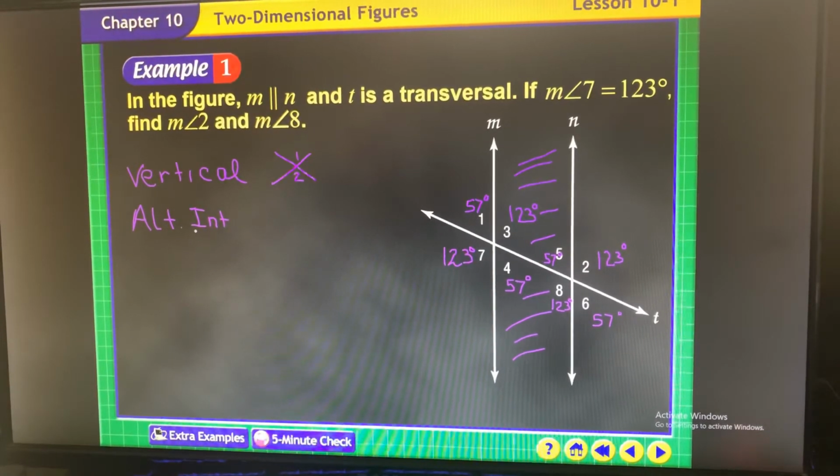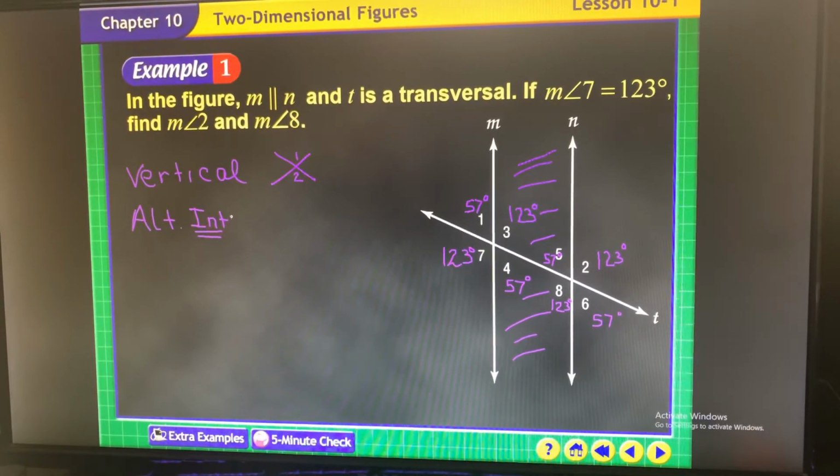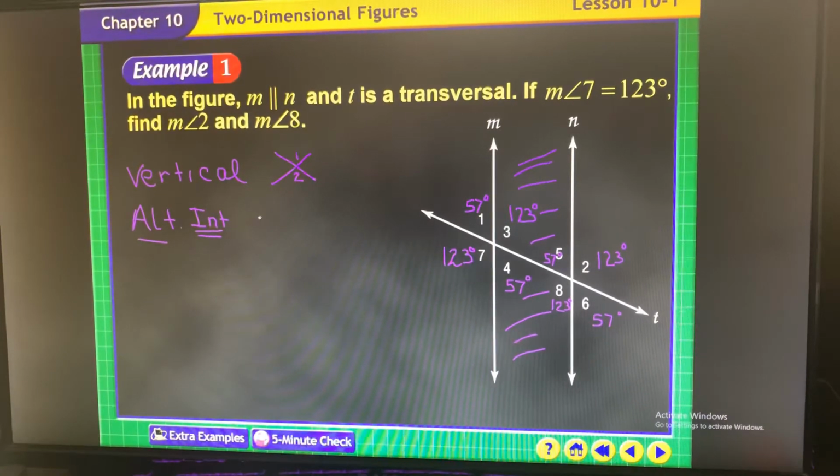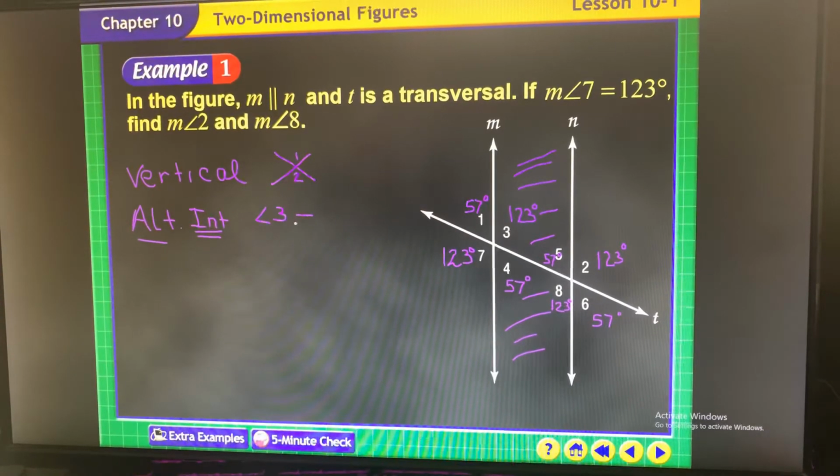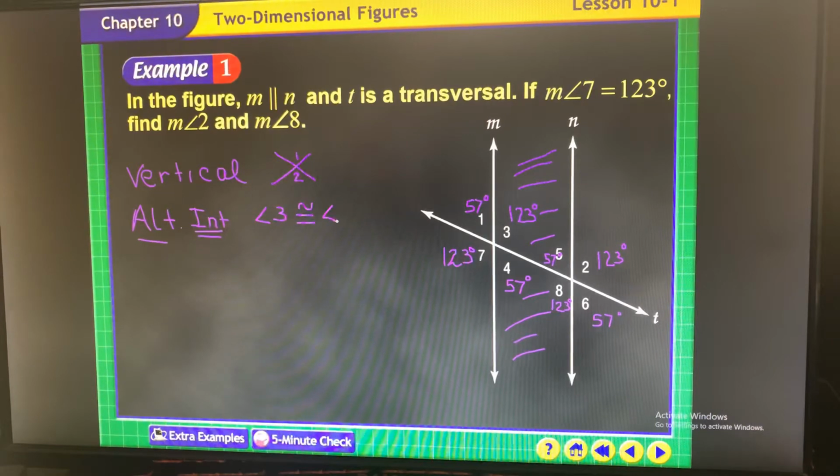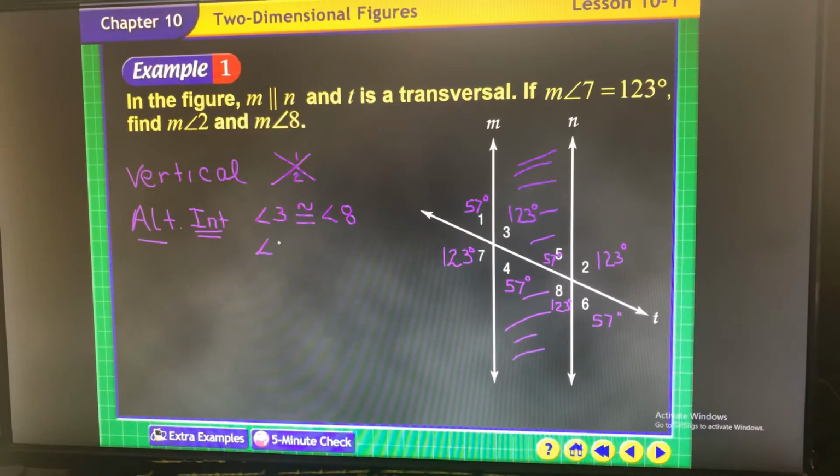Alternate interior means it's interior, inside the parallel lines on opposite sides. So in this case, I could say angle 3 is congruent, in case you forgot the symbol for congruent, to angle 8 because they're alternate interior. Also, angle 4 is congruent to angle 5 because they're alternate interior.